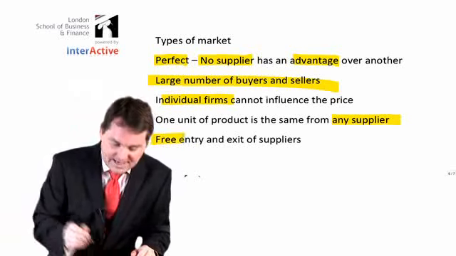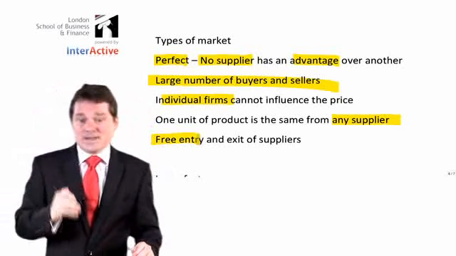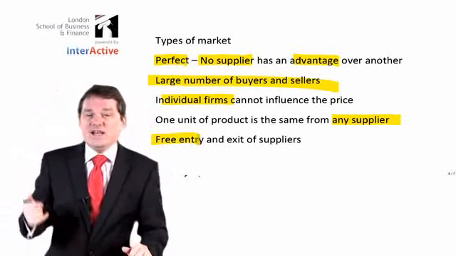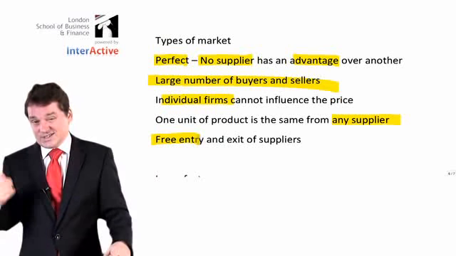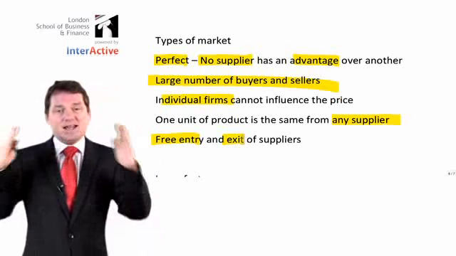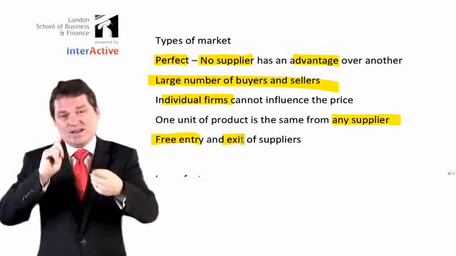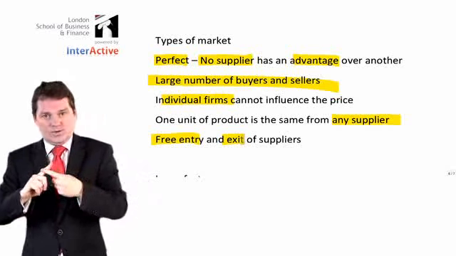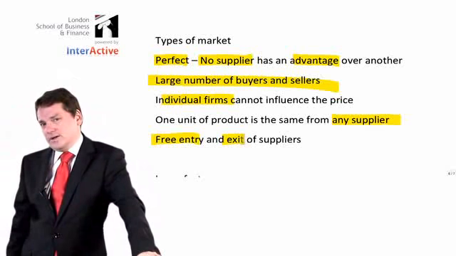And finally, anybody who wants to sell the products can. Free entry. Anybody who decides they don't want to sell the products anymore because the prices are too low can leave. Free exit. And that allows for this price to settle down at where there's exactly the right number of customers and suppliers. Now, how often do you actually get a perfect market?